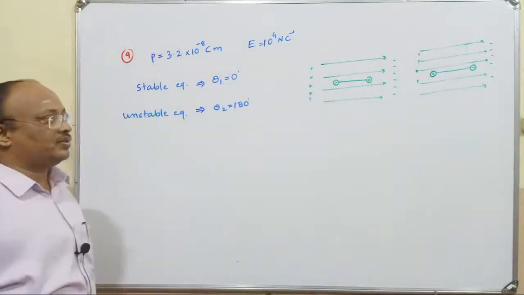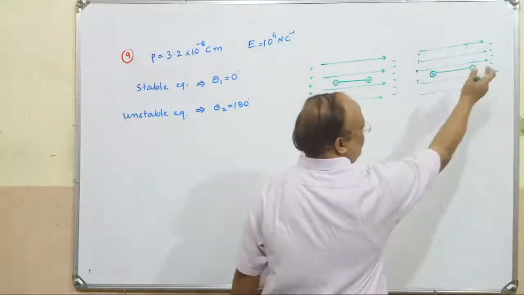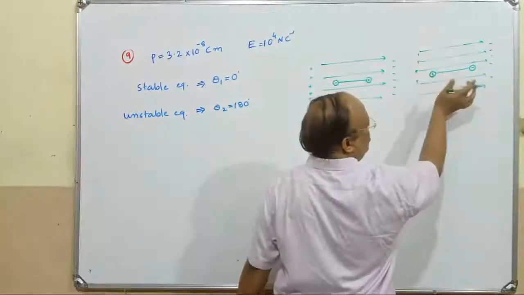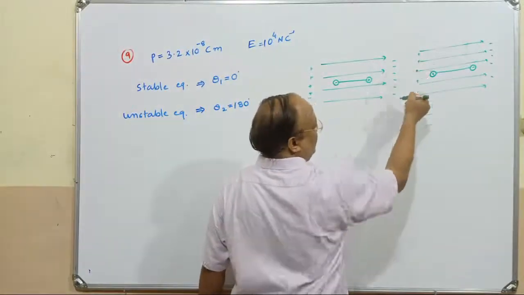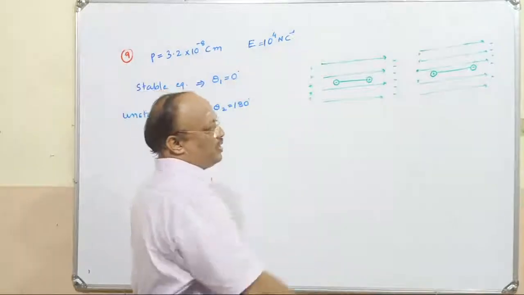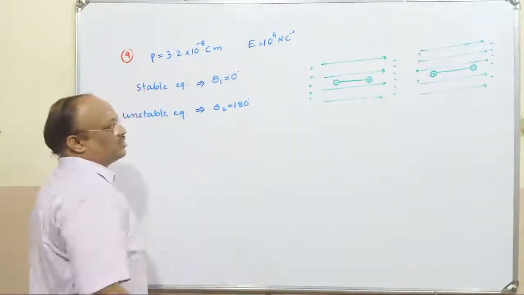You understand? This is unstable. Towards positive, there is positive. Towards negative, there is negative. Then the dipole doesn't want to be at this position, so that is unstable. Whereas the positive charges are attracted by the negative charges and the negative charges by the positive, so the dipole always wants to be at this position. That is why it is stable.